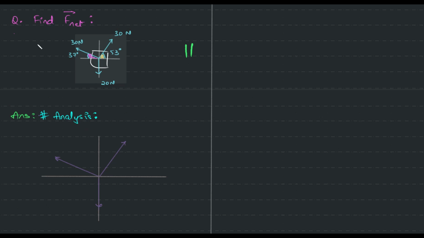So we have 30 Newton over here, and the first thing is we need to resolve it along the x and y axis. So the first force would point in this direction and point up. Second force, say it points to the left and up, and the third force is pointing down.